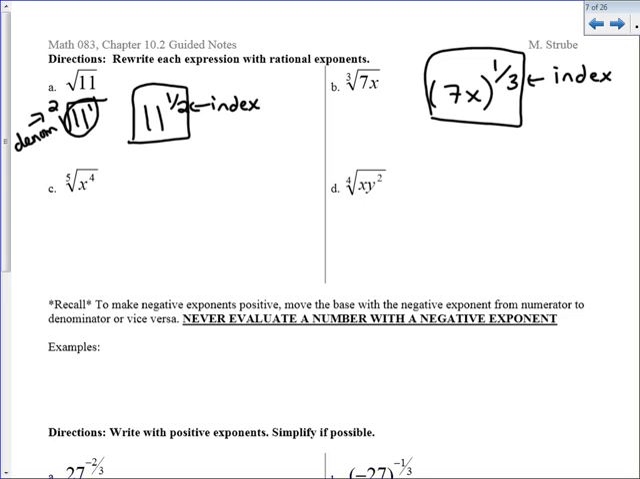And then for C, I'm going to have x to what power? X to the 4/5. This time I have an exponent that applies to my entire radicand. So I'm going to take the x to the 4th. I don't need to put the 1 on because it's got a 4. And then the denominator is always the index. So I have x to the 4/5 power.